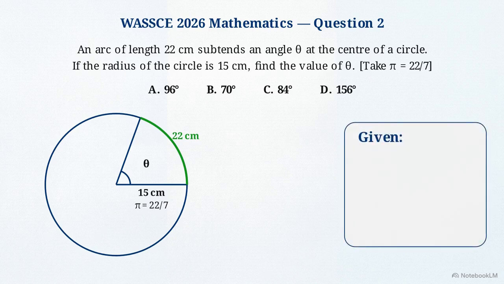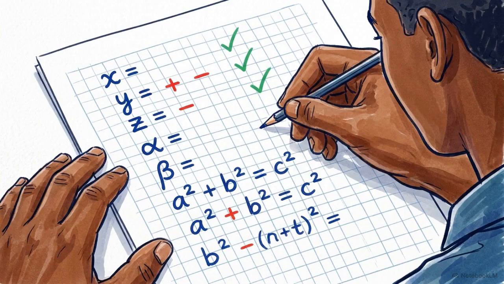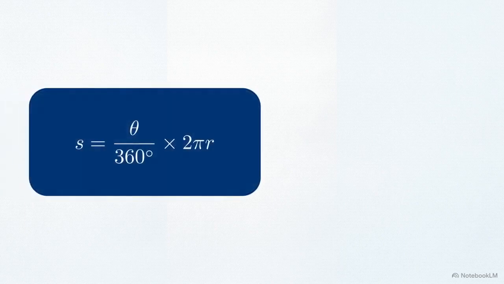First, let's identify what we know. The arc length, S, is 22 centimeters. The radius, R, is 15 centimeters. We have our value for pi, and theta is what we are looking for. Listing your variables this way prepares the problem for substitution and ensures you don't miss any specific instructions provided in the question. To solve this, we use the formula for arc length.